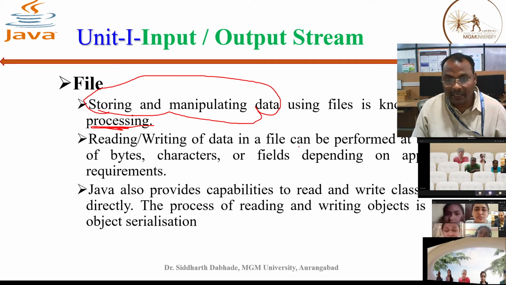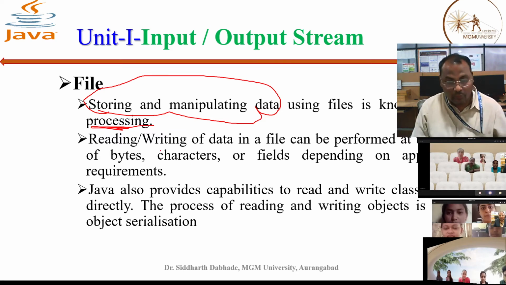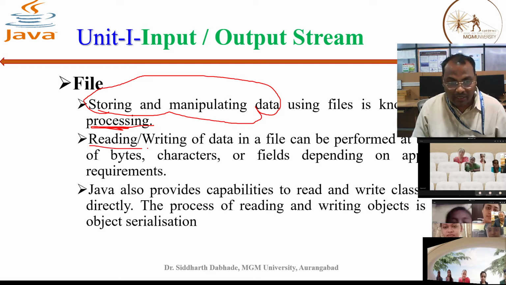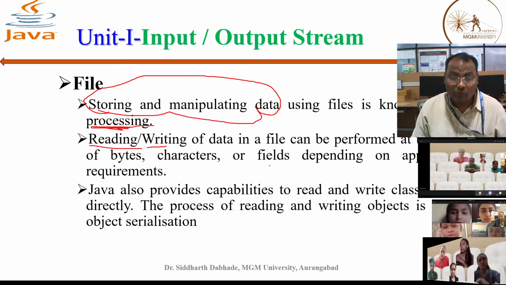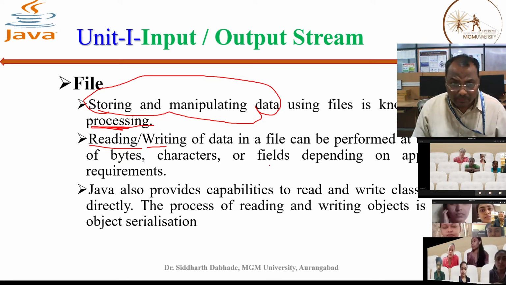Reading and writing of data in a file can be performed at the level of a byte, character or field, depending on the application requirement. First we read the file and then we write some words in that file, right? For reading and writing, we need some level of character or byte information that we change, depending upon the application requirement.